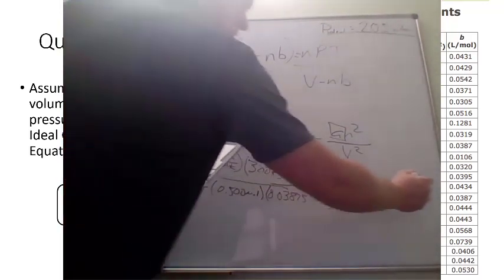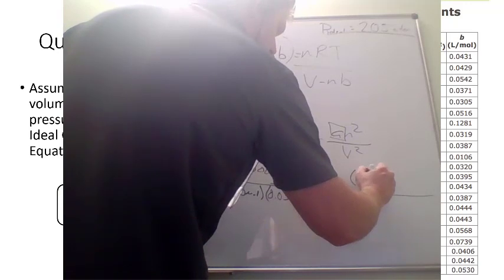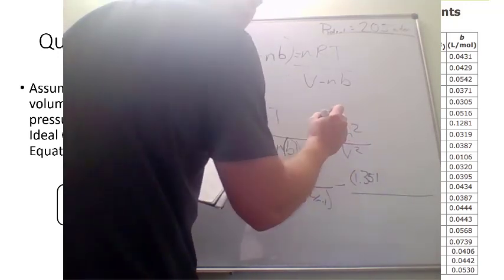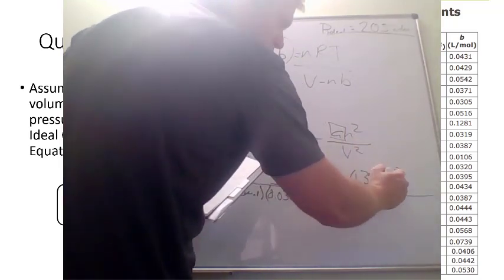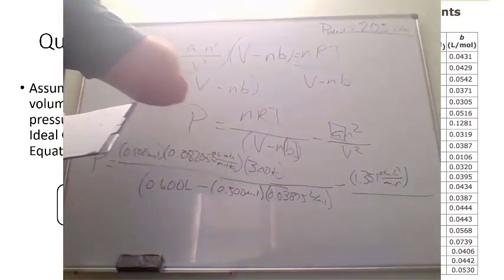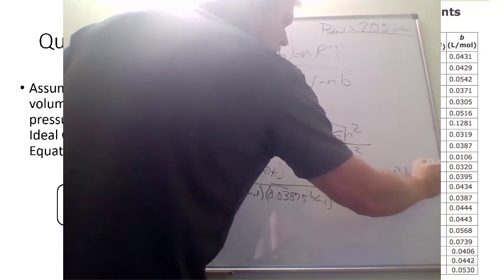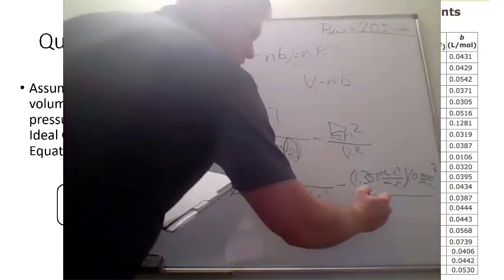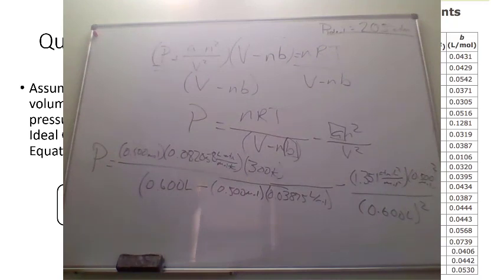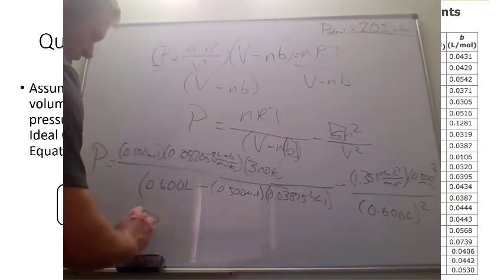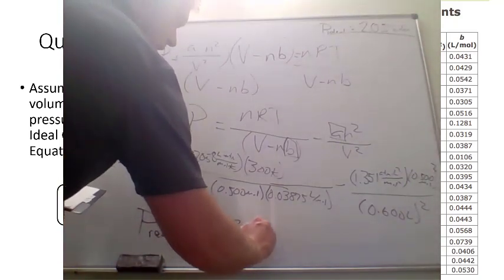Minus our A term, which has a value of 1.351, and that has units of atmospheres liters squared over moles squared, times our number of moles squared, so 0.5 moles squared, over our volume, 0.600 liters squared. So we simply plug all of this in our calculator, and we find our final pressure in the real condition is equal to 20.3 atmospheres.